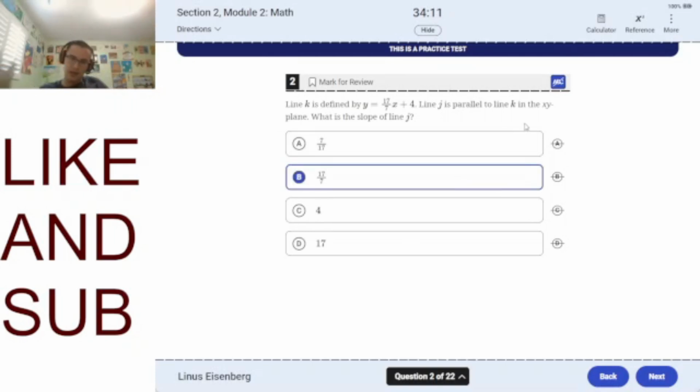17 over 7. Just got to make sure. Like as x gets bigger by 7, y is getting bigger by 17. So it is, yeah, as x gets bigger by 7, y gets bigger by 17. So sure enough, it's 17 over 7 for rise over run.